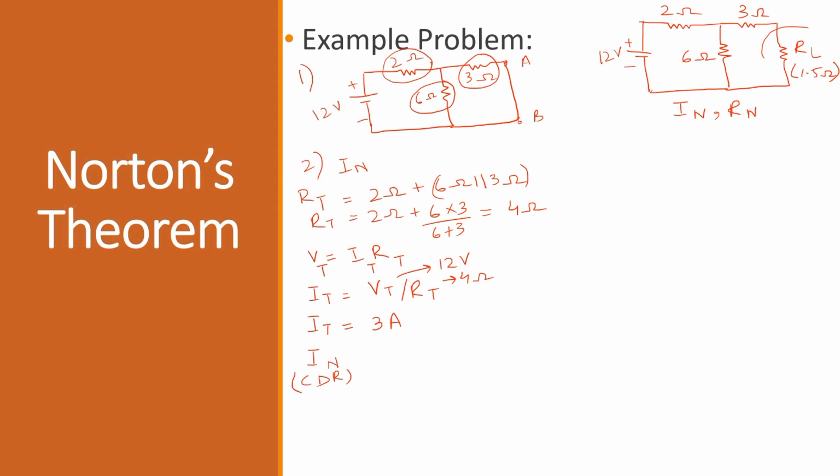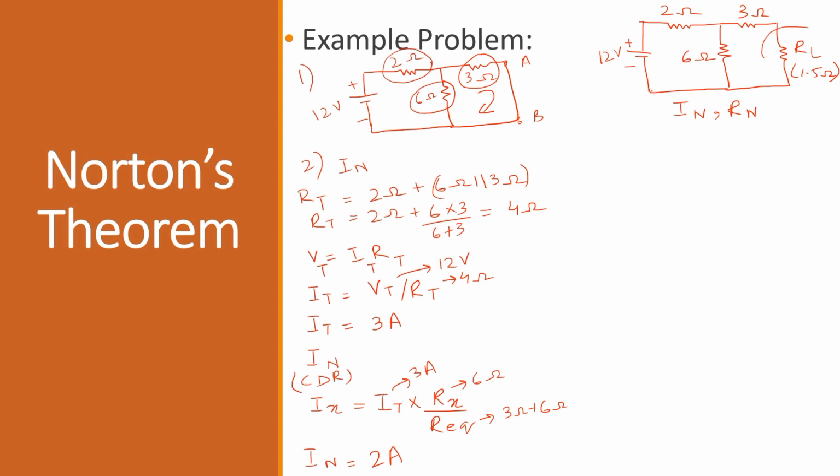Now we will find IN by applying the current divider rule. From the current divider rule, we know that Ix is equal to IT multiplied by Rx divided by R equivalent. Here, as the Norton current is flowing in this loop, Rx will be 6 ohms. IT is 3 amperes, which you have just calculated, and R equivalent will be 3 ohms plus 6 ohms, because in this loop these two resistors are in series. Therefore, after solving this, your IN will be 2 amperes.